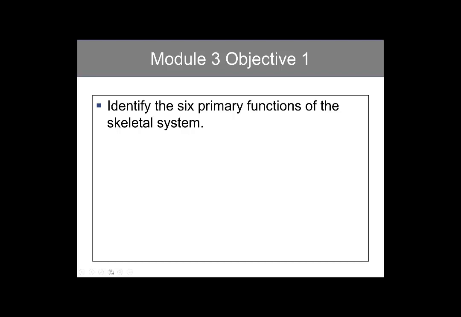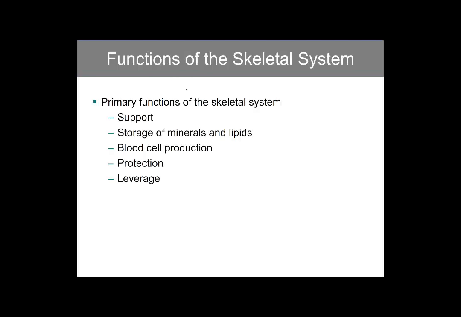Module 3, Objective 1, asks that we identify the 6 primary functions of the skeletal system. And I'll go ahead and change that to 5. So there are 5 primary functions outlined on the next slide. And here they are. Support. I think most intuitively the skeletal system supports the weight of the body.